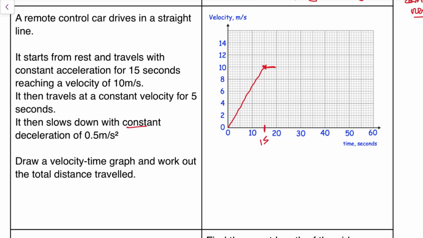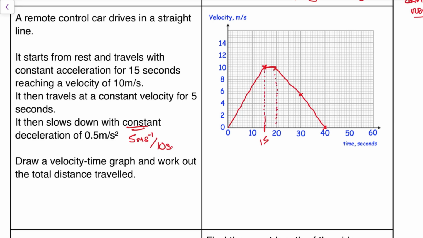Well, if it's constant, 0.5 meters per second squared will mean it will do a 5 meters per second drop over 10 seconds. In other words, each 10 seconds it goes down by 5. So it starts at 10, then 5 is here, and then another 10 seconds takes me down to 0. In other words, I recognise it hits 0 at 40 seconds.